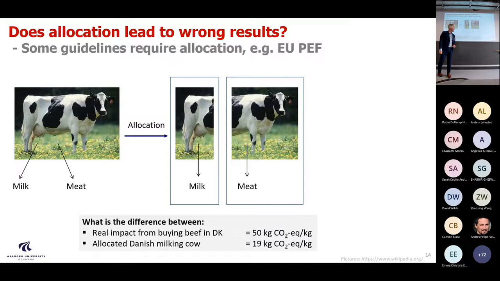And that logic will mean that I will not affect any milking cows if I'm buying beef, because the milking farmers adjust their production according to the demand for milk. And then the beef farmers will adjust their production according to the demand for beef. That's how it works.